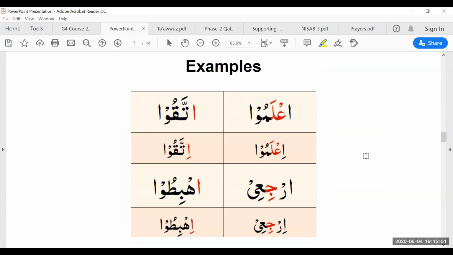Can I request the ST to choose 2 more students? Yes, sure. L215. Can you unmute yourself, L215? Assalamualaikum. Wa alaikum assalam wa rahmatullah. And the second student, L216. Assalamu alaikum. Wa alaikum salam.